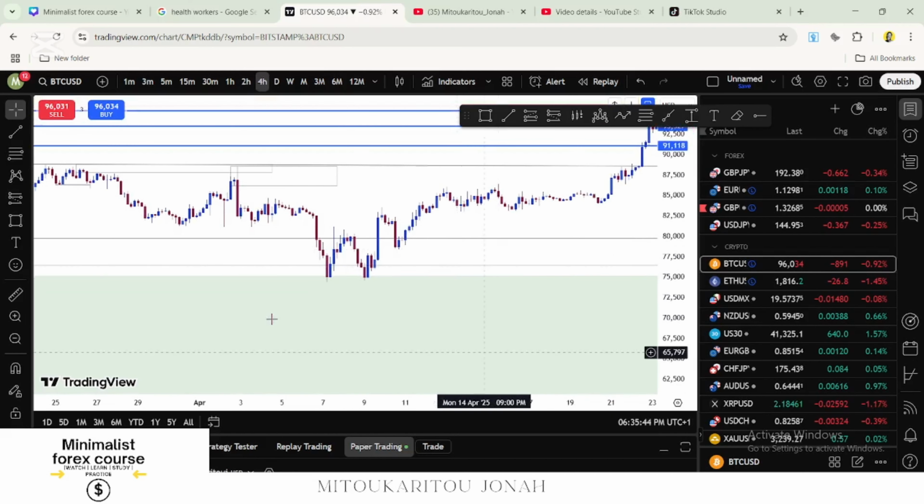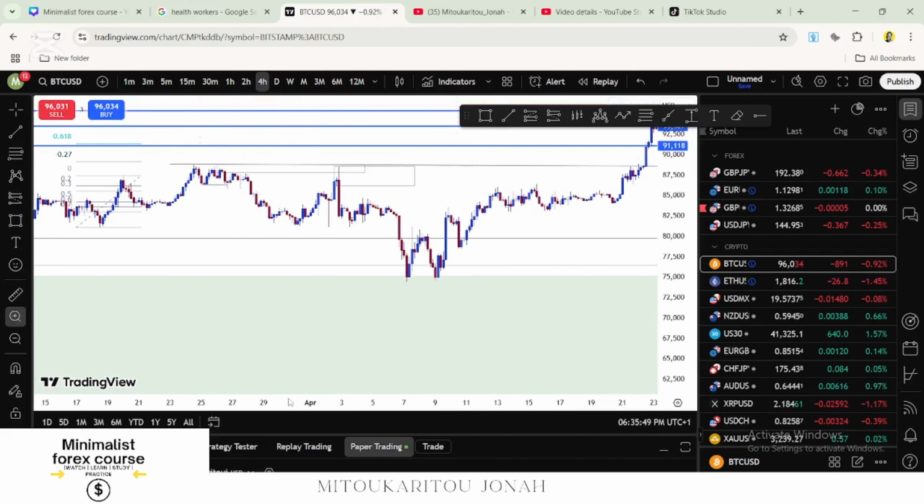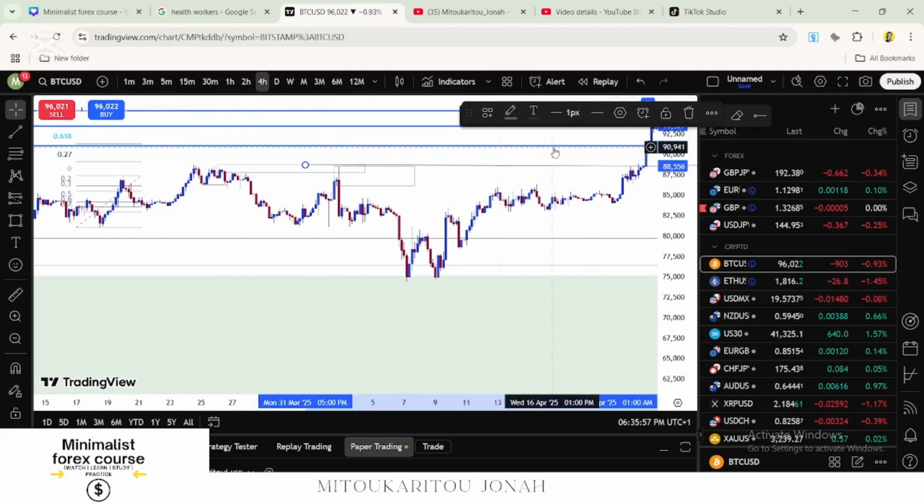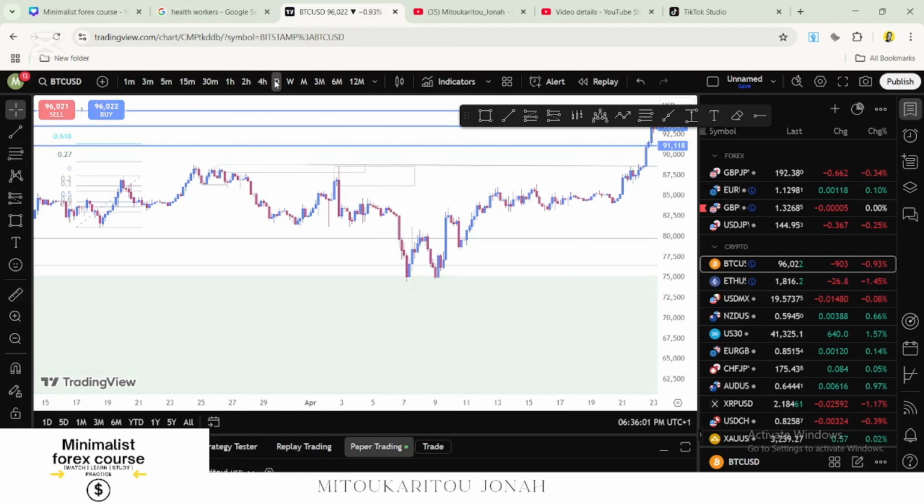Now if you look at this area again, so I said this was the previous high, right? In this case, this was the previous high. Let me go use this. This was the previous high. The market came to this low. Let me go to the daily.